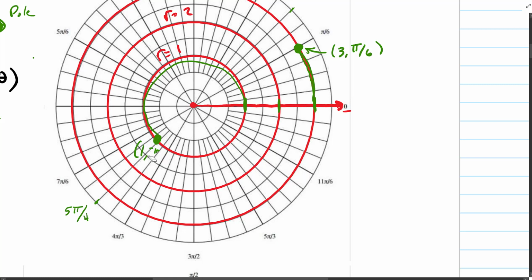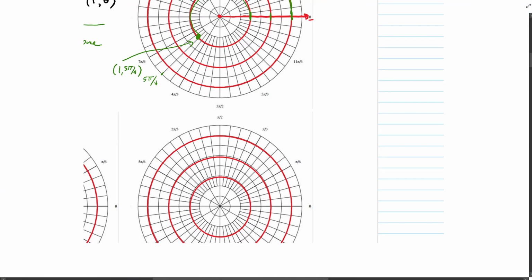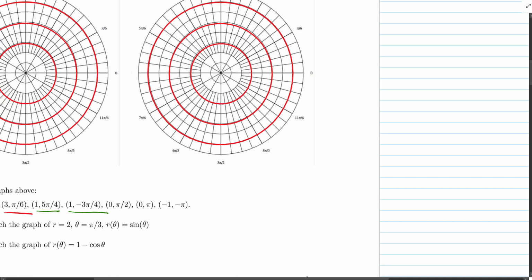Okay. That might be a little hard to read. I'll just label them out here. 1, 5 pi over 4. So the other thing I want to mention is that in this coordinate system, the points are not unique. There are many different ways we could label a particular point.